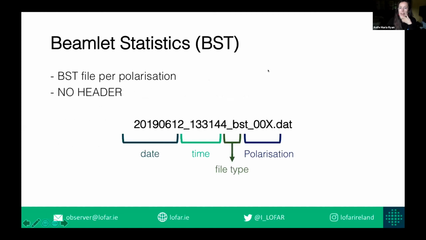Again, there's no header information, just to make it kind of fun, but you have the information in the name of the file. You have the date, the time, the type of file, the BST in this case, and the polarization. So for BSTs, you have a file for the X polarization and one for the Y polarization.